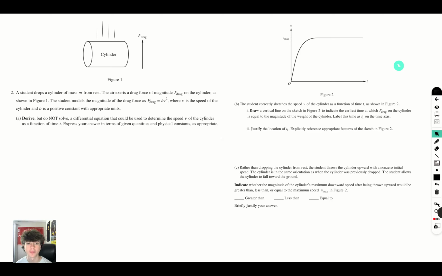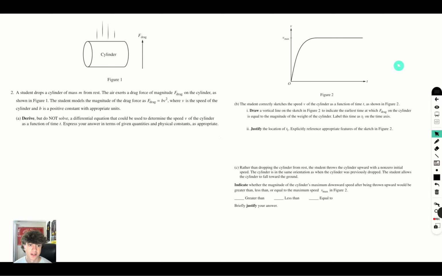A student drops a cylinder of mass m from rest. The air exerts a drag force of magnitude Fdrag on the cylinder as shown in figure 1. The student models the magnitude of drag force as Fdrag equals bv squared, where v is the speed of the cylinder and b is a positive constant with appropriate units.